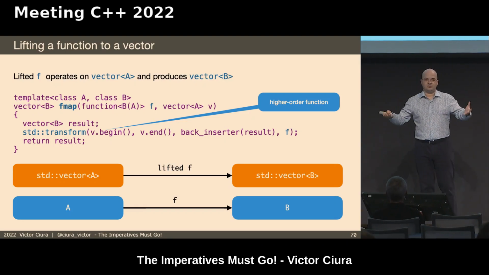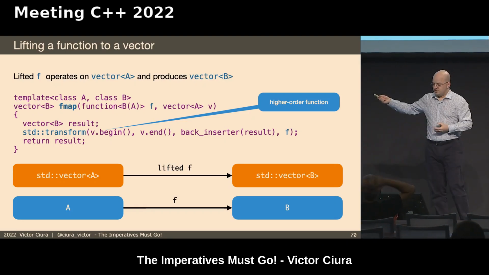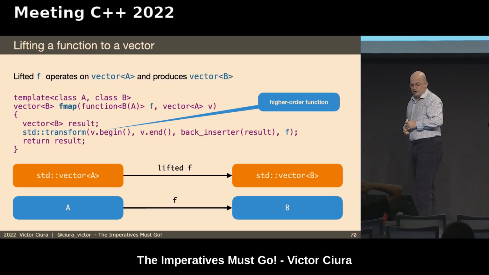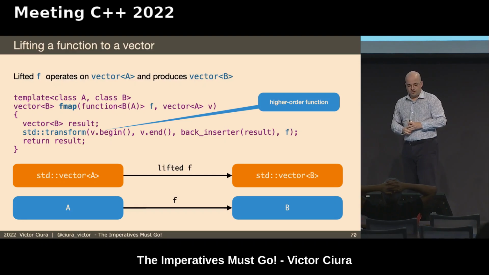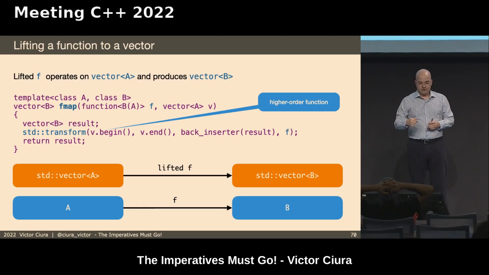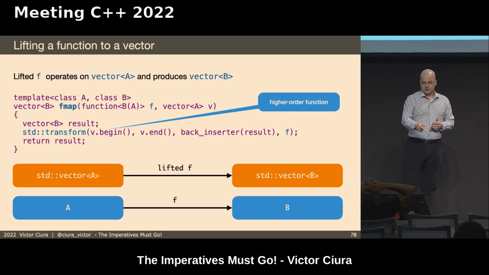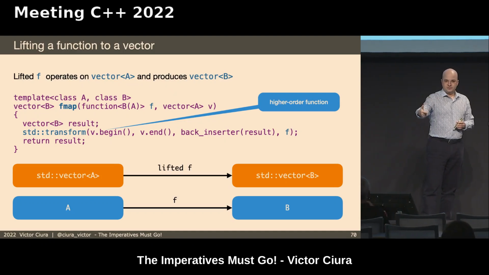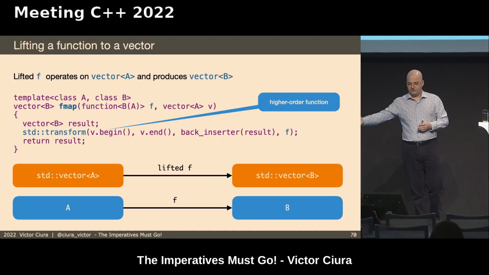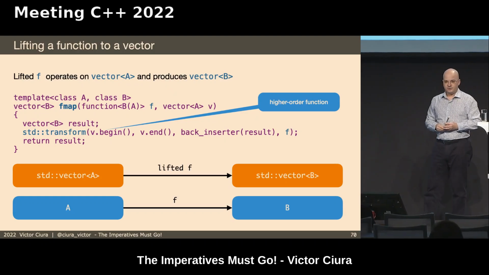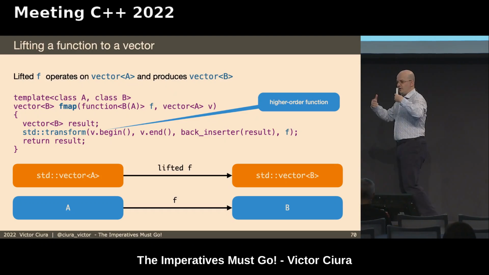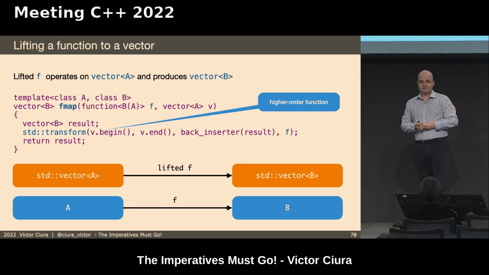std::transform is a higher order function. Proof, it has an argument, which is a function. So our fmap uses std::transform to transform a vector, to transform from A to B. Our function is A to B, and we're trying to build a new function that goes from vector of A to vector of B. So we're lifting the function into a new context, which is a collection of A's and B's.